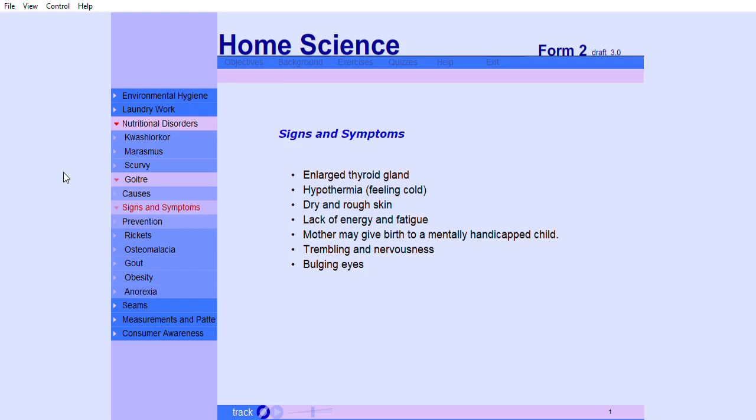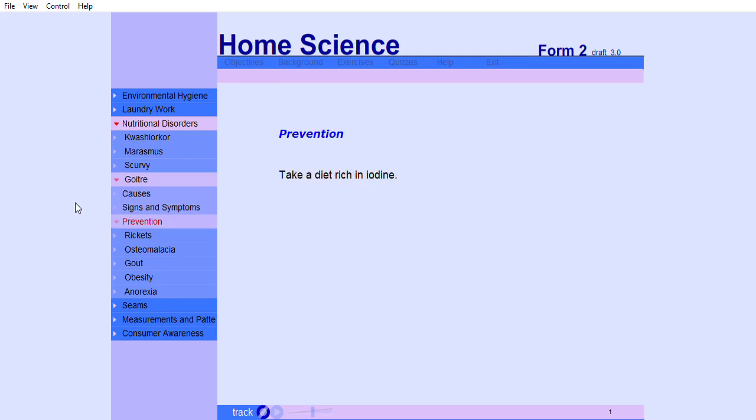These are the signs and symptoms of goiter: enlarged thyroid gland, hypothermia or feeling cold, dry and rough skin, lack of energy and fatigue. Mother may give birth to a mentally handicapped child. Trembling and nervousness, and bulging eyes. In order to prevent goiter, take a diet rich in iodine.